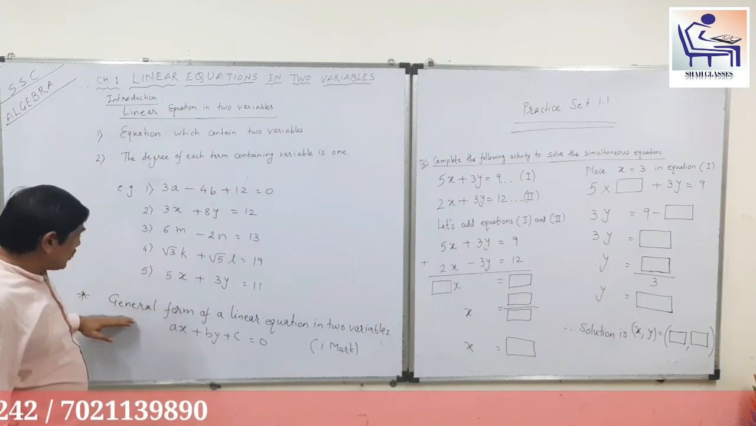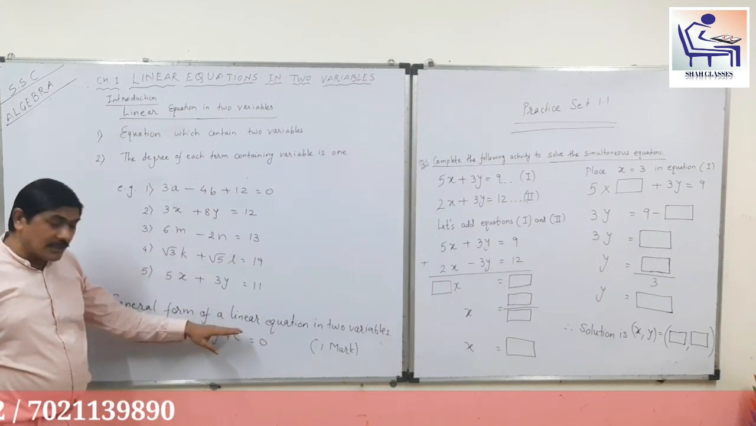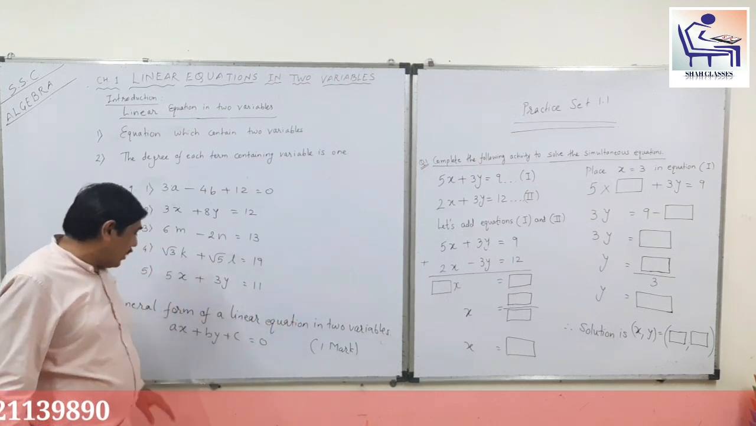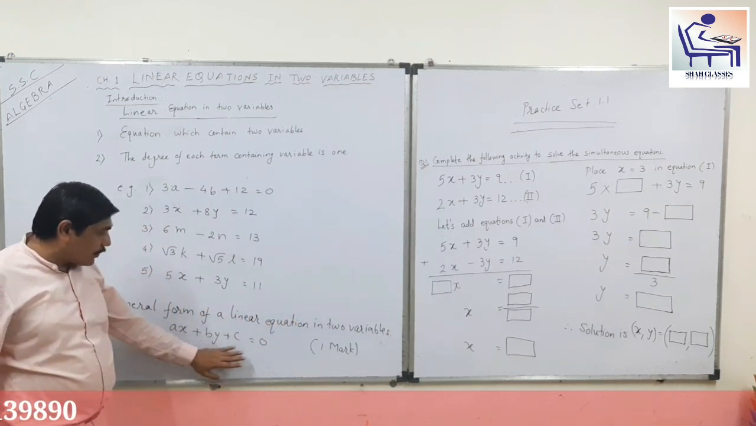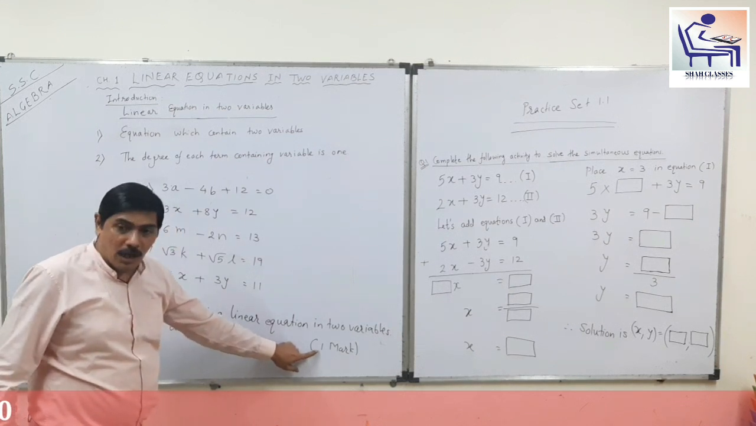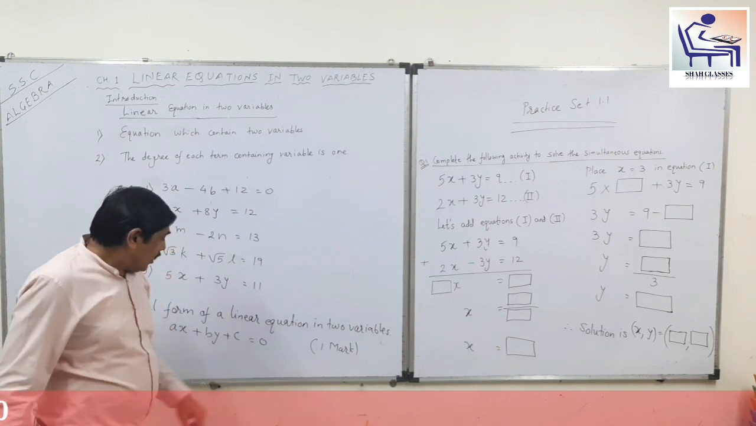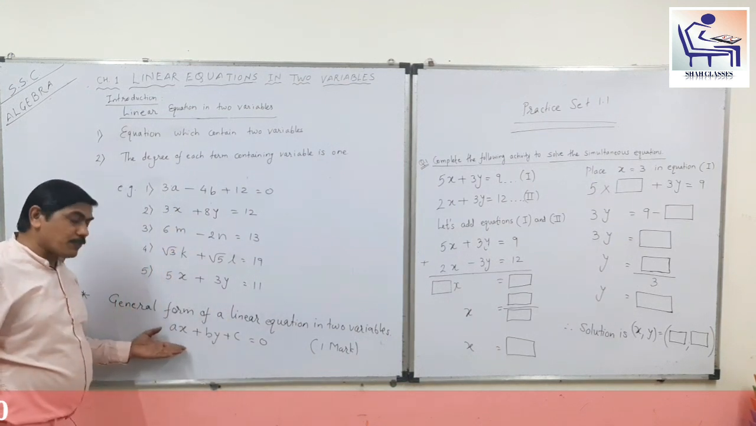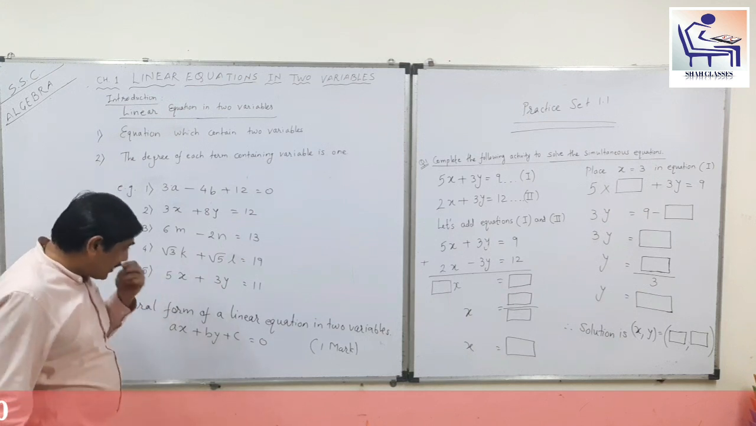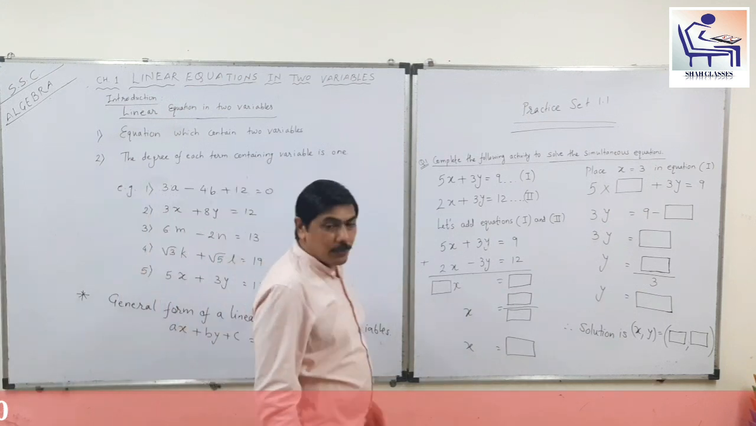Now this is a general form which you have learned in your 9th standard also. The general form of a linear equation in two variables is ax plus by plus c is equal to 0. It may come for 1 mark, remember all of you. It's the general form of a linear equation in two variables.